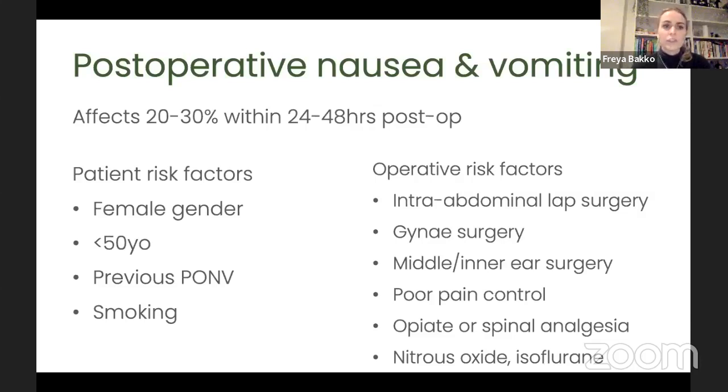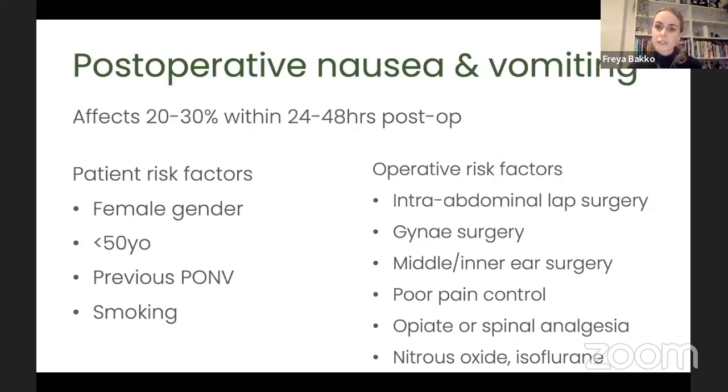Post-op nausea and vomiting affects about a quarter of patients within the first 24 to 48 hours post-operatively. The patients at high risk of post-op nausea are generally females, generally young females, so anyone under the age of 50. Also anyone with previous post-operative nausea, so as part of your pre-operative assessment, ask about previous anaesthesia and whether they've experienced nausea from it before. Smokers will also be at higher risk, and the cause of this is unclear.